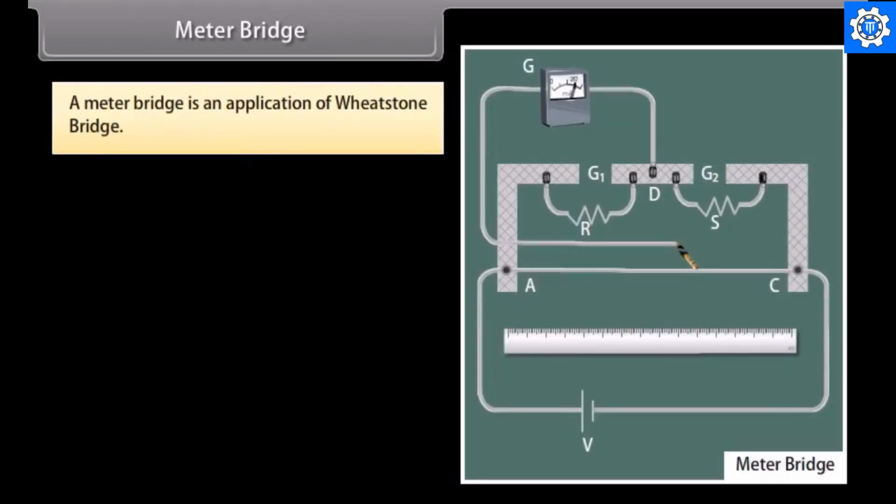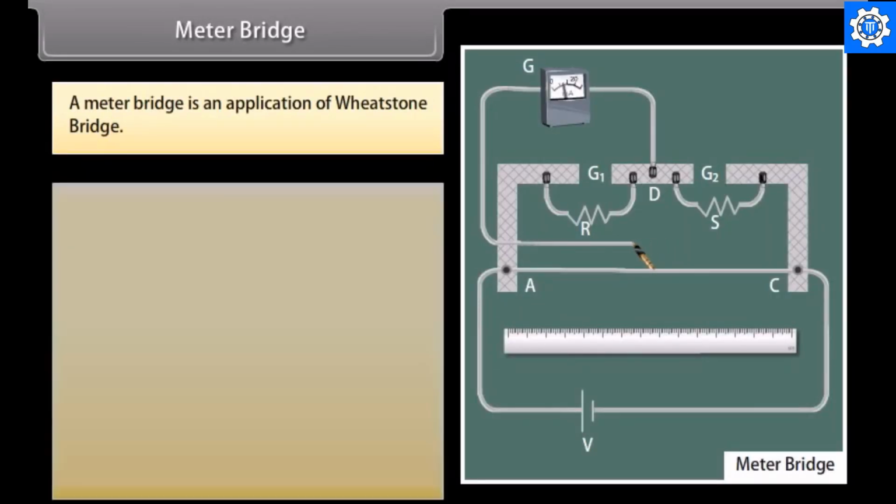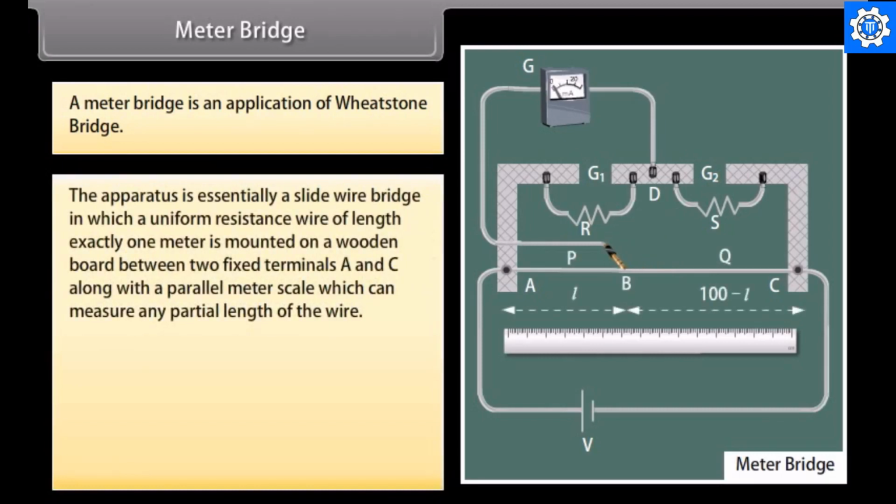Meter bridge. A meter bridge is an application of the Wheatstone bridge. The apparatus is essentially a slide wire bridge in which a uniform resistance wire of length exactly 1 meter is mounted on a wooden board between 2 fixed terminals A and C, along with a parallel meter scale which can measure any partial length of the wire.